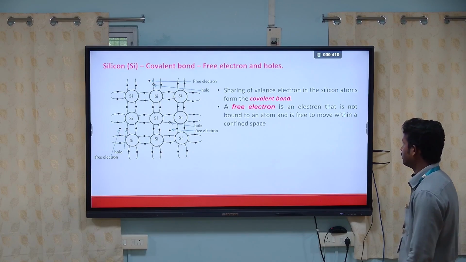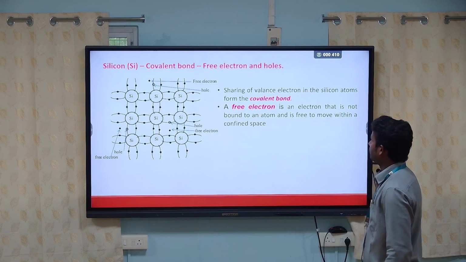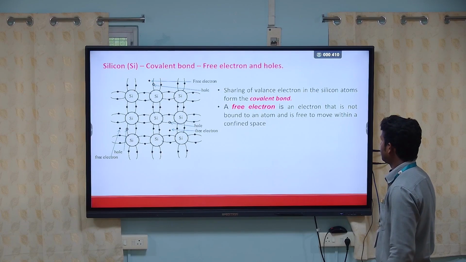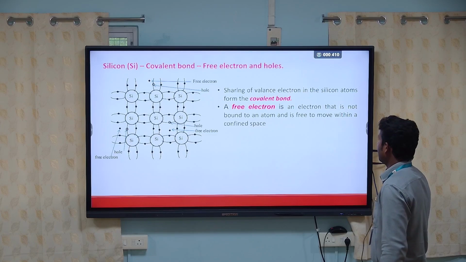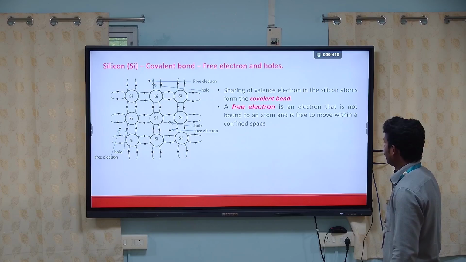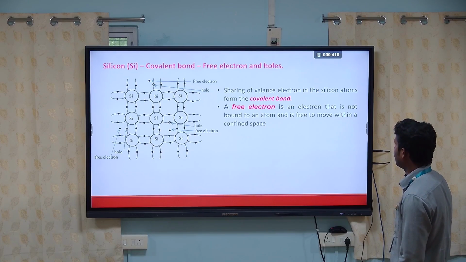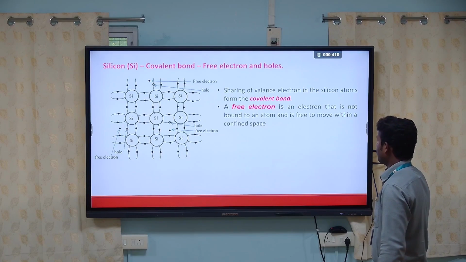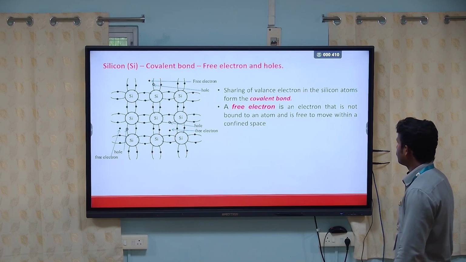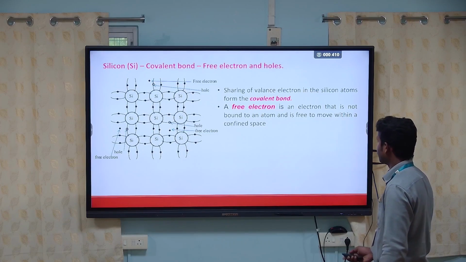At above absolute zero temperature, due to the thermal energy, electrons come out from the covalent bond due to the breaking of the covalent bond. Those electrons we generally call free electrons. The departure of a free electron from the covalent bond creates a vacancy. That vacancy we generally call a hole. Even at normal temperature, we can observe a few free electrons and a few holes inside the semiconductor.